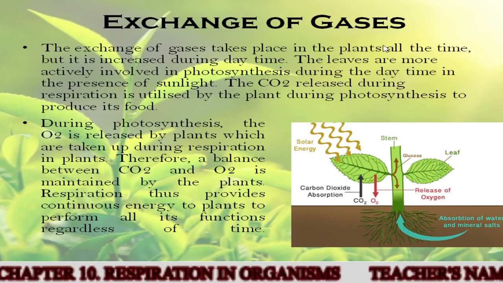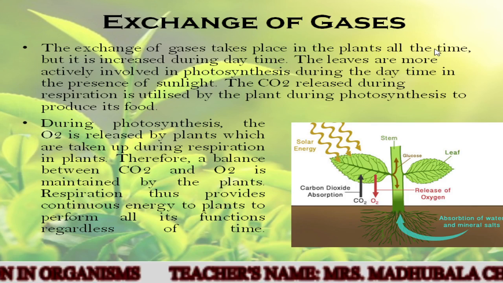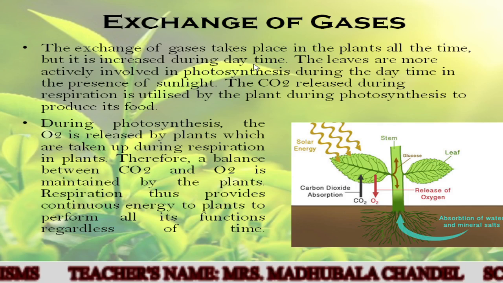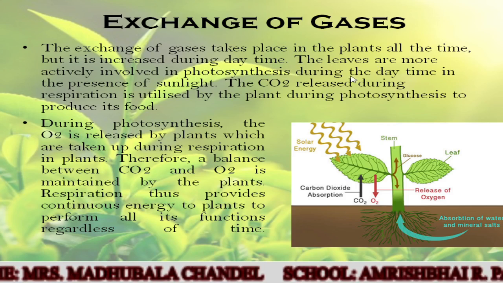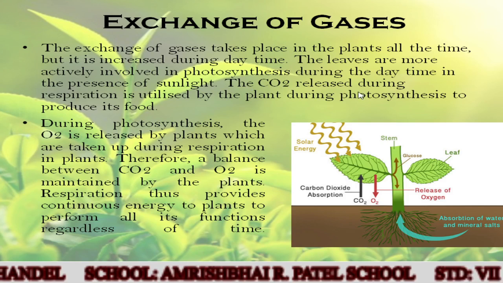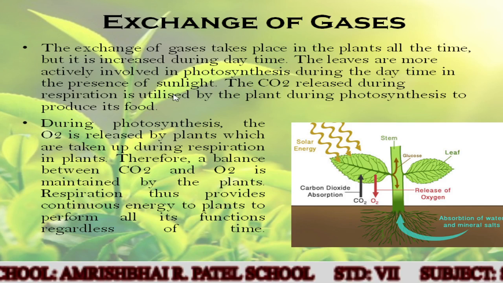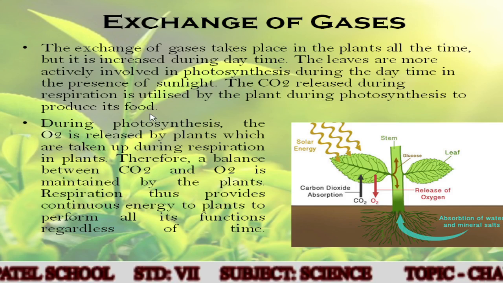Now, how does this exchange of gases take place? This exchange of gases takes place in the plant all the time, but it is increased during the daytime. The leaves are more actively involved in photosynthesis during the daytime in the presence of sunlight. The carbon dioxide released during respiration is utilized by the plant during photosynthesis to produce its food.